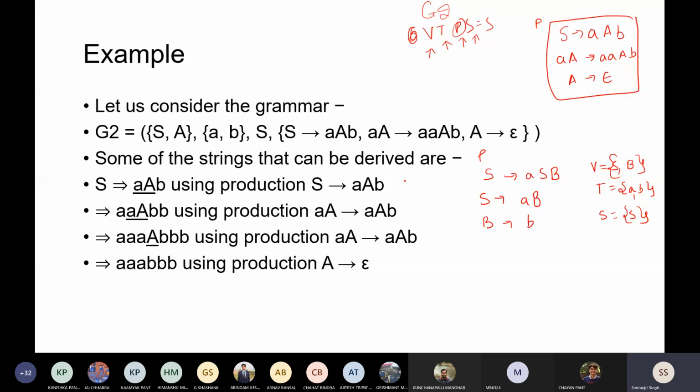Now what do I mean by that? If I want to derive a string from this particular production rule, derivation is based on deriving a particular string, such that the string is aabb, something like this. I need to verify whether I can derive aabb from this grammar. Clearly, a derivation always starts from the starting symbol, that is S.